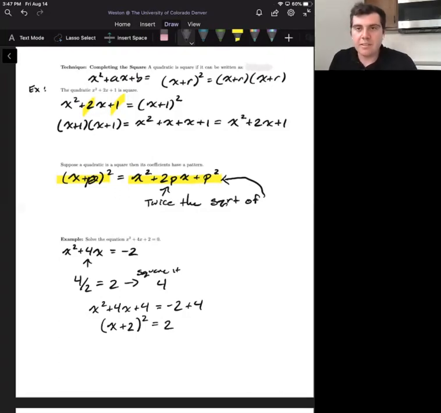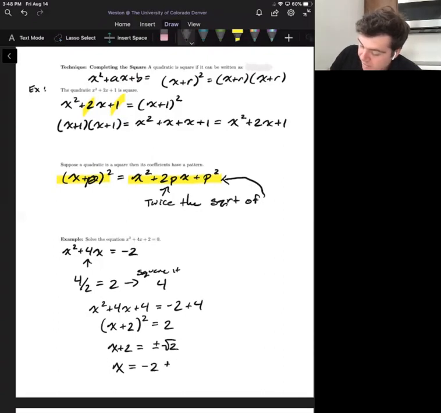We take both sides of the equation and square root it. And then we just take our 2 and we subtract it to the other side. So we finally have our solution, which is x equals -2 plus or minus the square root of 2.